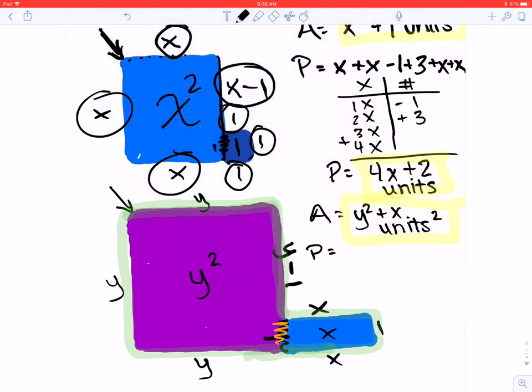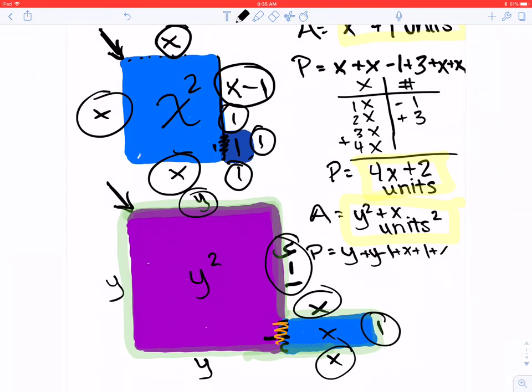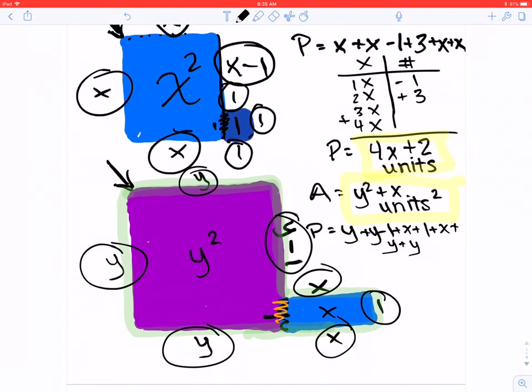All right, so for perimeter, I start up at the top left corner, work my way around. I have y plus y minus 1 plus x plus 1 plus x plus, and I'm running out of room, y plus y. So if I were doing this on paper, I would write below the figure. And I need to make my categories. So I have 3 categories, and I'm sorry I've got to squish this in. I have a y, an x, and numbers.